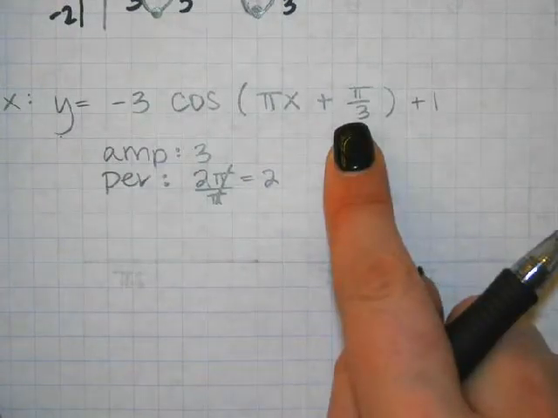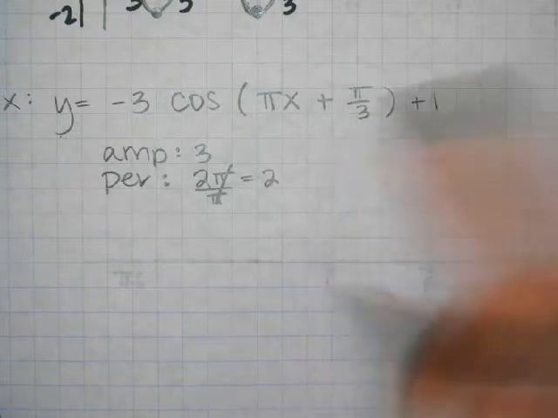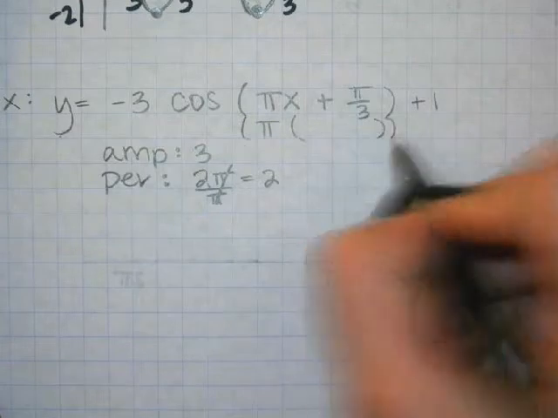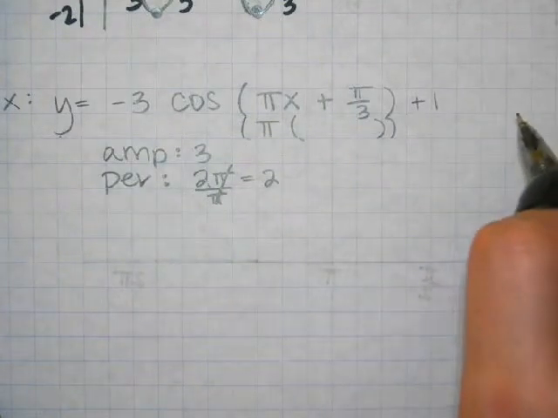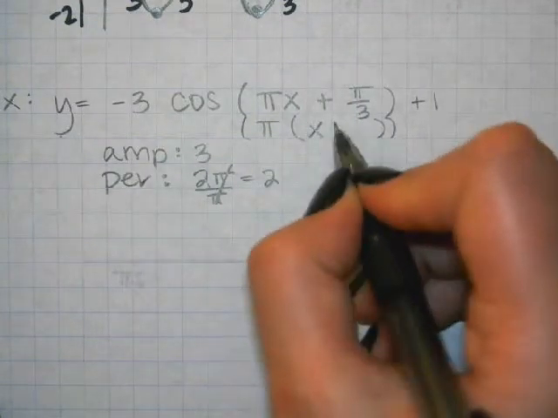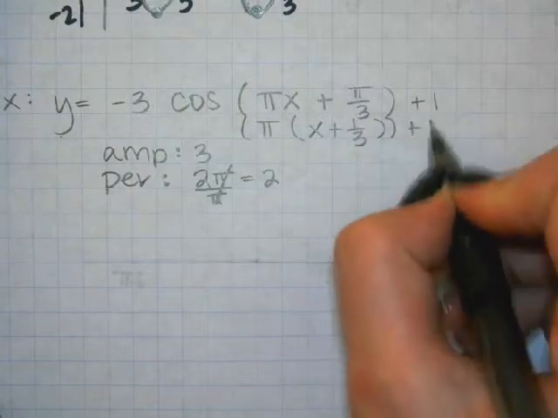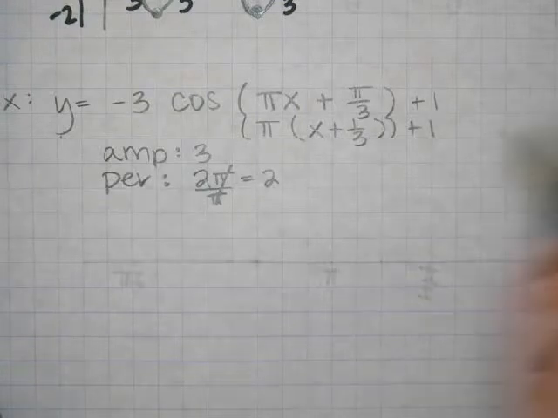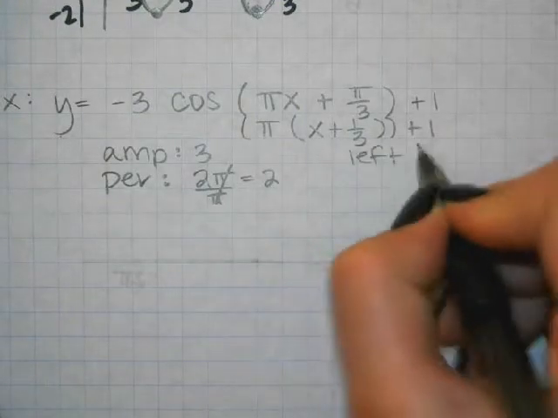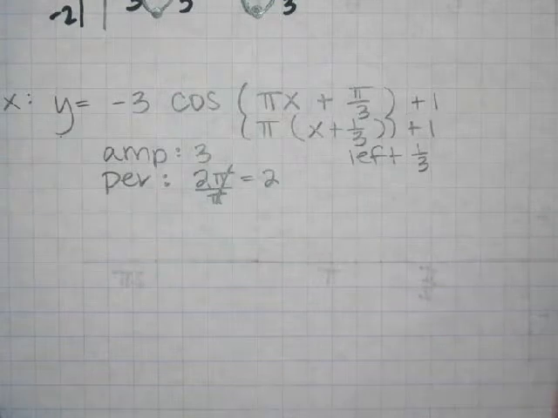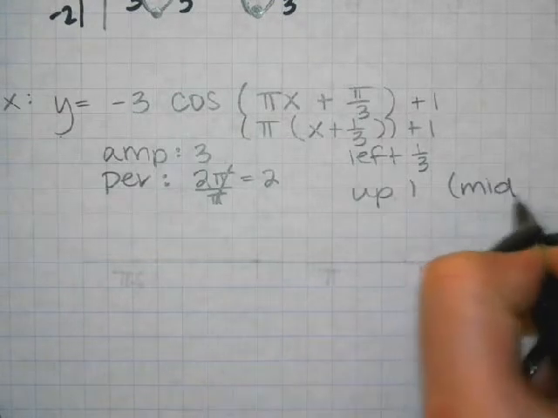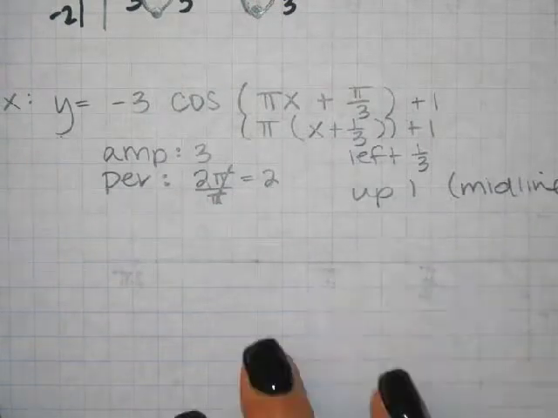And it shifts to the left pi thirds? No. We have to factor it, right? So I'm going to factor out the pi, and what do I have? X plus 1/3. Oh, Miss Rice, why did you do that to us? That's a fraction. All right, so we're going to say left 1/3. What else do we have? Up 1. Okay, and that's our midline. Our midline is up 1.